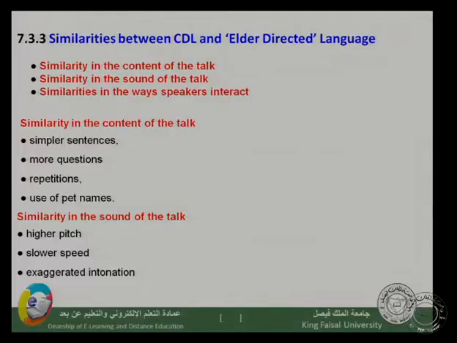So if we speak slowly, this will help the child and will help the old man to process language, and we need to exaggerate intonation so that they understand this is a question or this is a sentence. So we have three main points which are considered similar in the sound of the conversation for children and for old people: high pitch, slower speed, and exaggerated intonation.